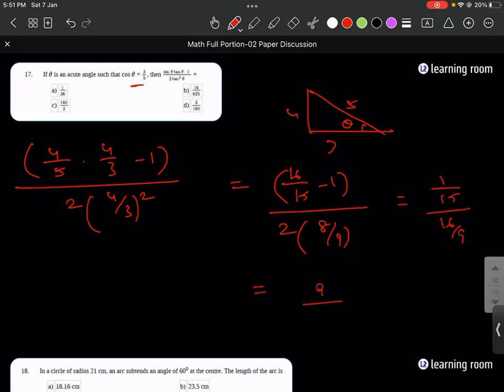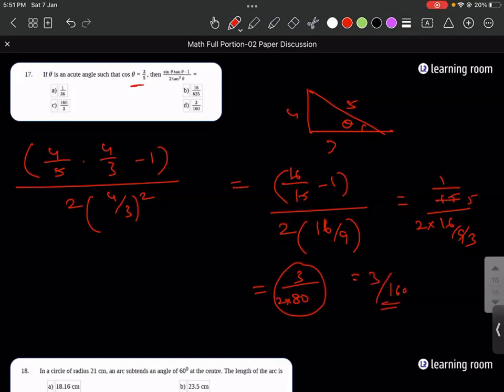So how much will be the answer? 9 divided by, okay, I'll cancel this with 5 and this with 3. So 3 divided by 80, is there an option? So 4 is 16/15. Sin theta into 2 tan square theta, that is, oh, not 8, sorry. It is 16/9. Correct only, no? Oh, I left a 2 here. So here there is a 2, means it is 3 divided by 160. This is the option.